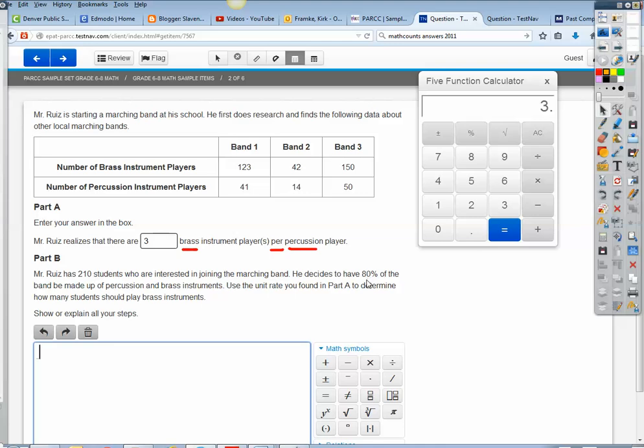So the first thing I'm going to do is, I need to find out what 80% of 210 is. So since I am allowed to use a calculator, I'm just going to type in what I'm going to write in the calculator, and then I'm going to use the calculator. So I'm going to go 210, and I'm going to multiply it by 0.8, because that's how many people are going to actually be in the band playing instruments. And so now, after I've typed in my calculation, I'm going to use my calculator.